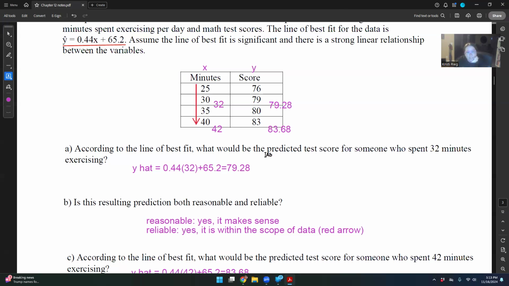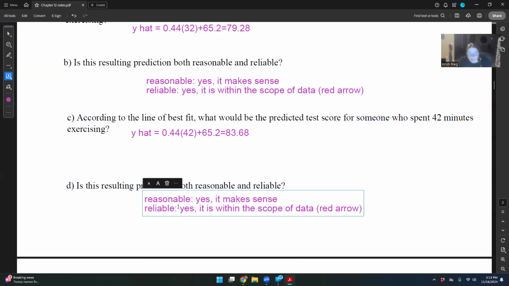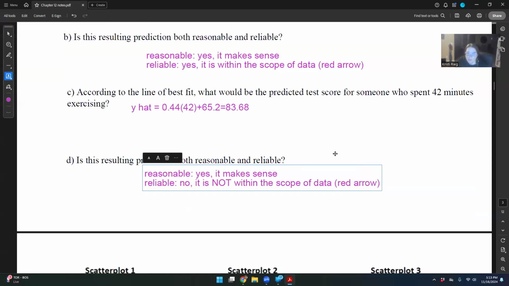It makes sense. Is it reliable? No, because the red arrow only goes up to 40. It has to be between 25 and 40. As soon as you're outside of 25 to 40, the answer is no, it is not reliable. So reasonable is a feeling. So we can say, yes, it makes sense, but no, it is not reliable because it is not within the scope of data, which again is that red arrow from above.